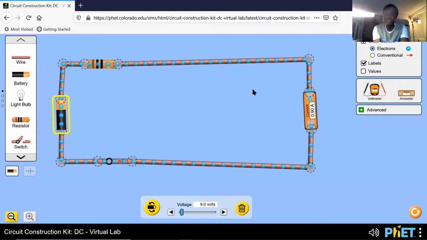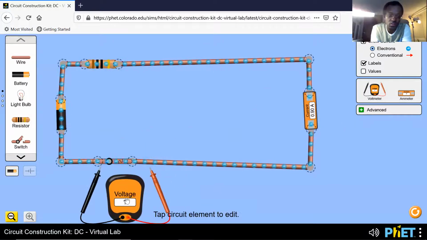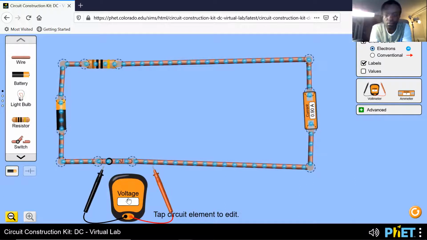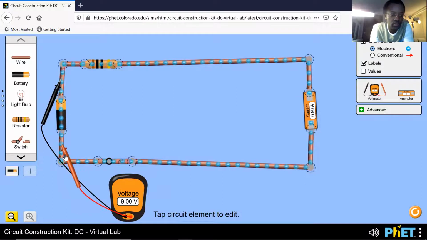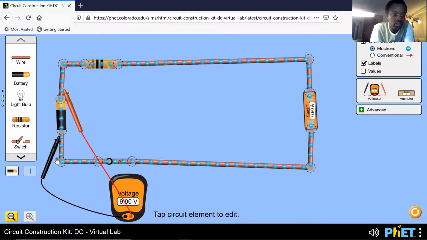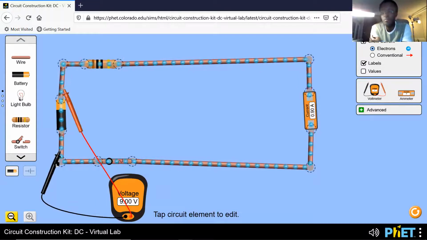We need a voltmeter. Here is the voltmeter. Okay, and with it we can measure the voltage. Let's measure the voltage across the battery. We said it would be 9. Okay, minus 9. Okay, or if you switch the polarity, you should get 9. By the way, here you see that the electrons are flowing in a counterclockwise direction, right?